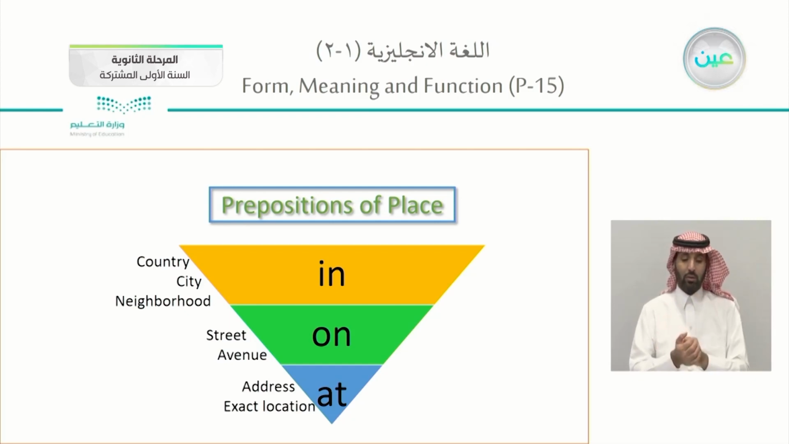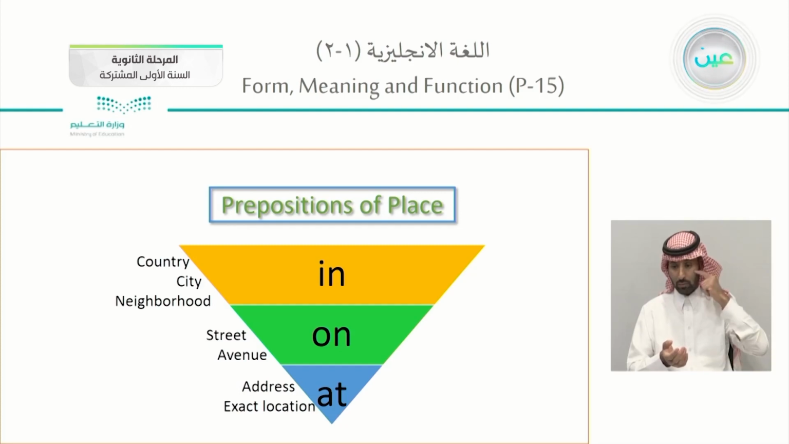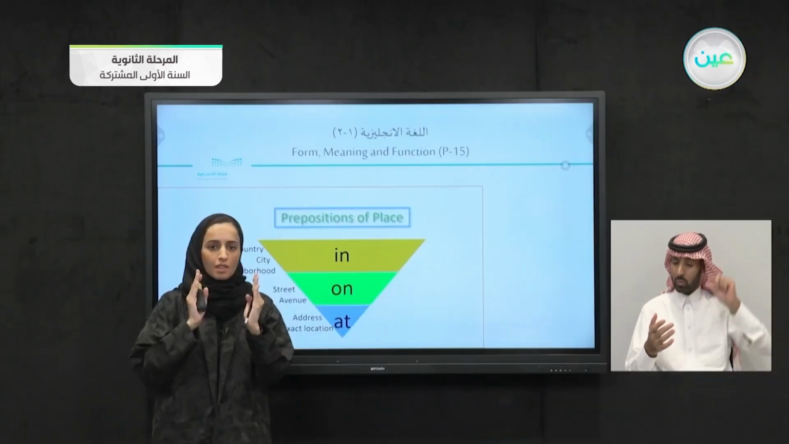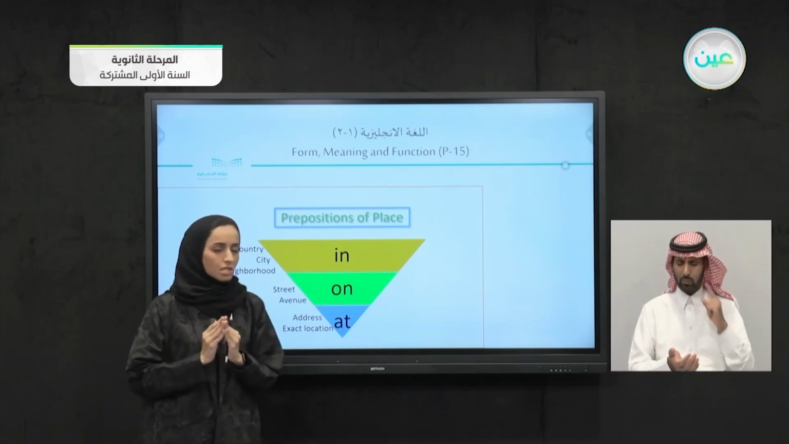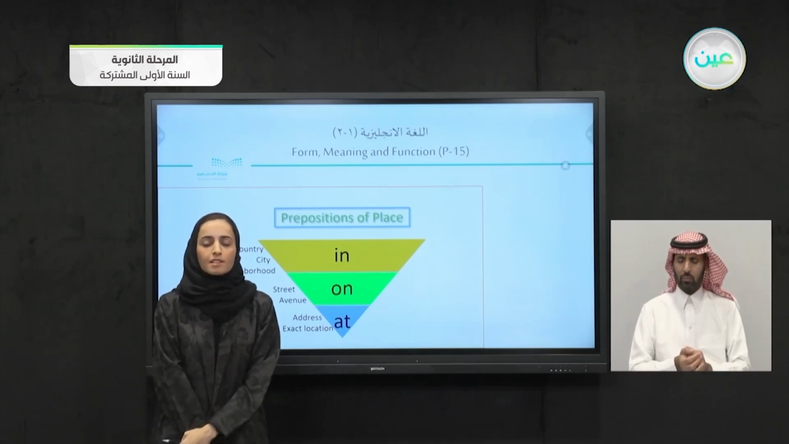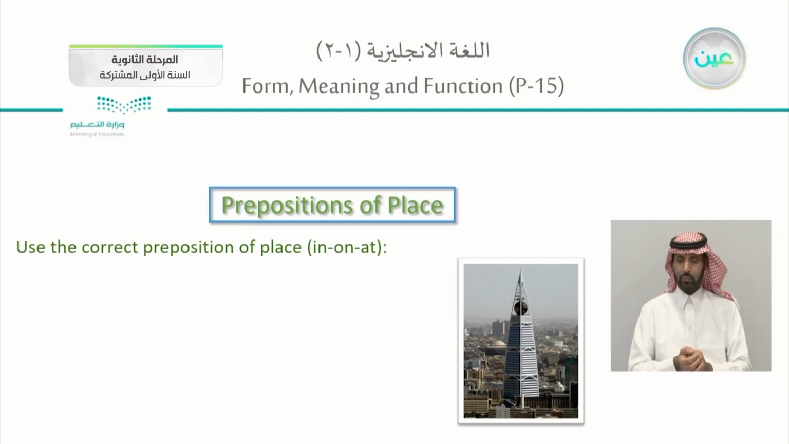So where is your school? You will say my school is at the crossing of this or that. Very specific, like a very specific time, a very specific location. So at this specific location. So for something that is general or big, let's say a country or a city, in. Then we have on, for roads, streets and avenues. And we have at, which is smaller, which is the exact address.